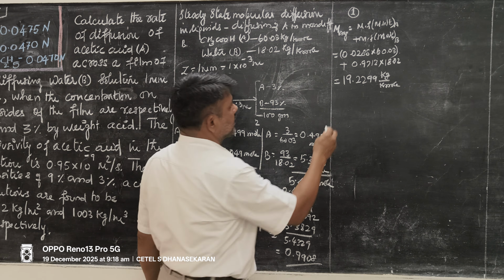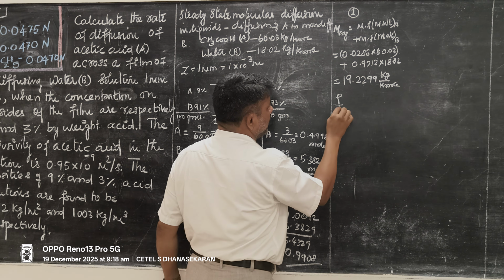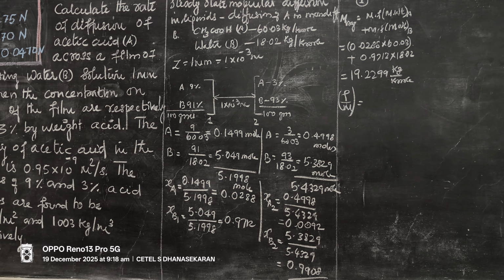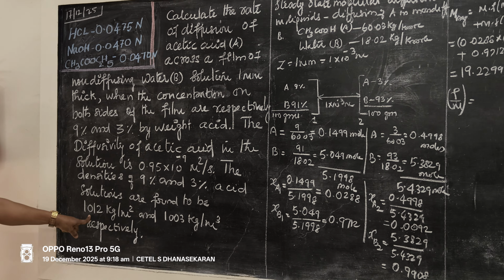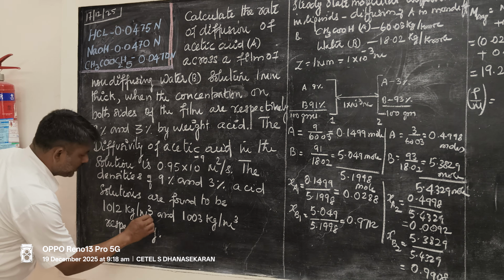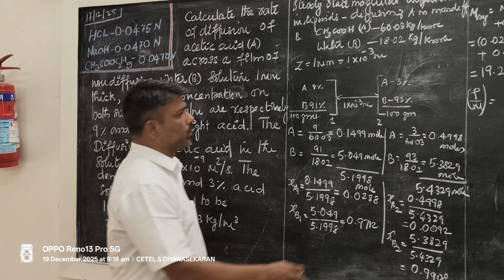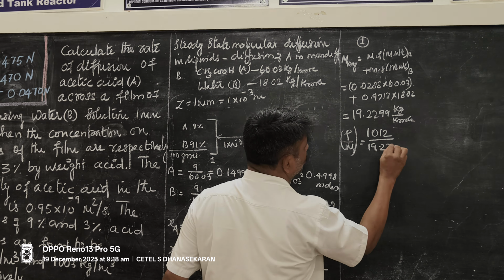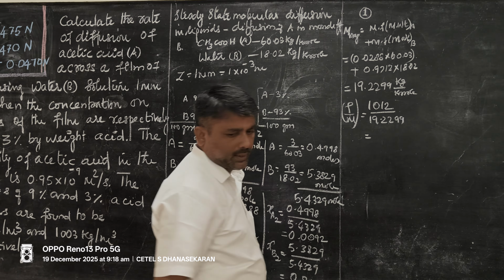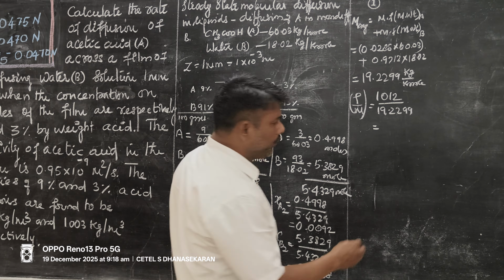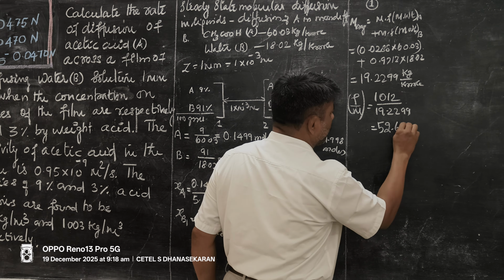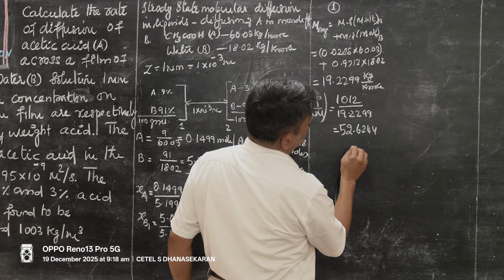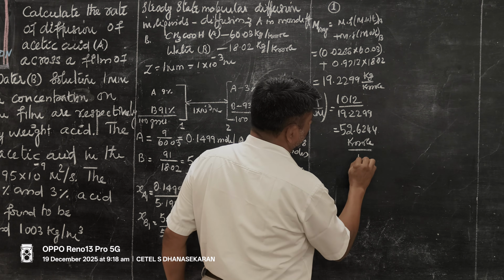Average molecular weight. Next, density divided by molecular weight. For 9% solution, the density is 1012 kg per meter cube. So 1012 divided by 19.229. So the answer is 52.6244 kmol per meter cube.